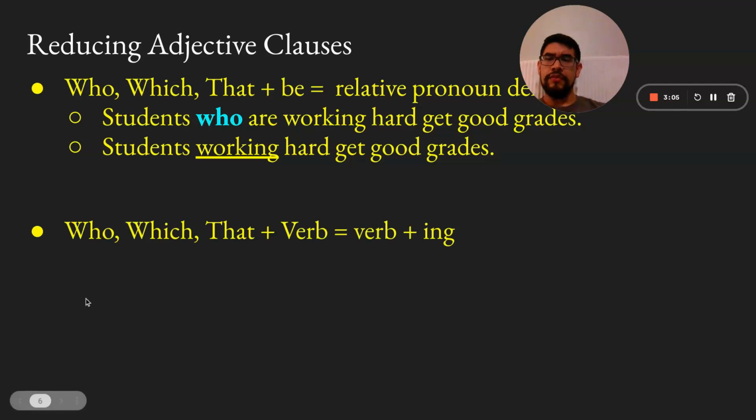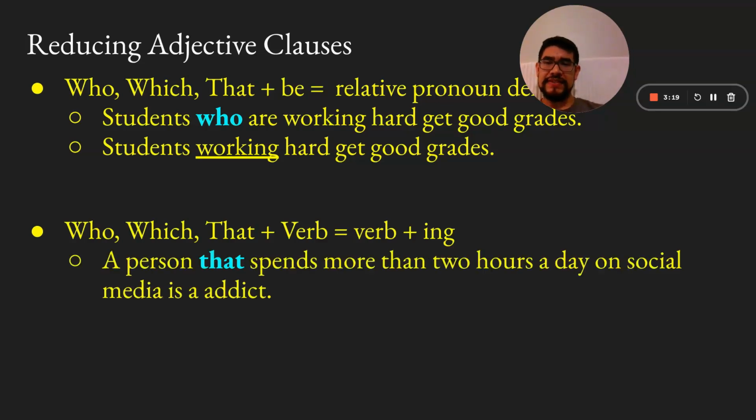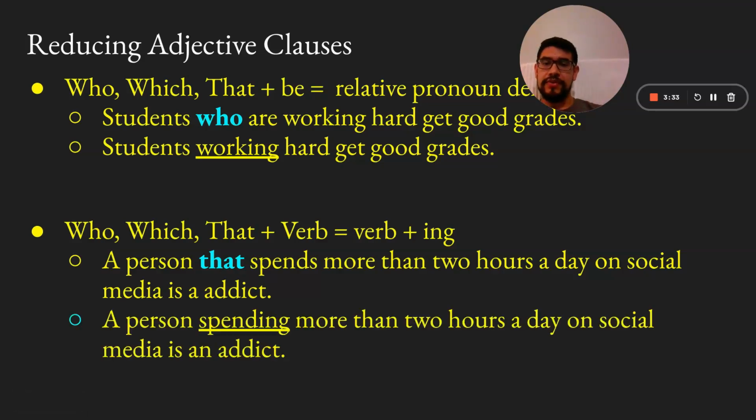Okay. Now when we have who, which, that plus a verb, then the relative pronoun will be removed, and that verb will be changed; we'll add the ing to that verb. So, a person that spends more than 2 hours a day on social media is an addict. There's a typo there, it should be an, but a person that spends, so remove the relative pronoun that, and we have a person spending more than 2 hours a day on social media is an addict.